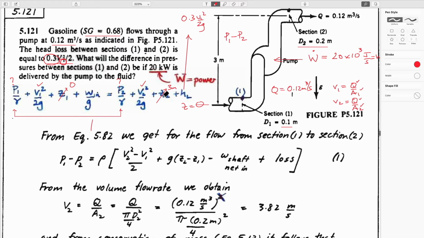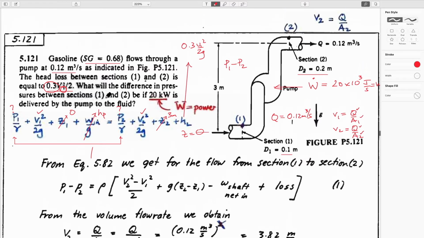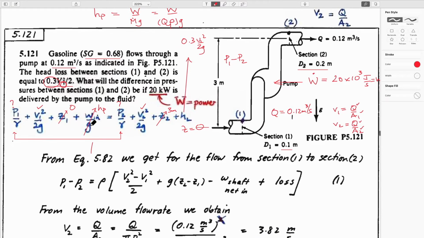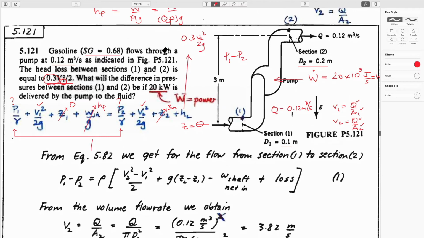And so we've pretty much defined every term. I would probably write this as H sub P, just because that's easier for me. And I always know that H sub P is equal to uppercase W over mass flow rate times g, which is equal to uppercase W over flow rate times density. This is mass rate times g. Just think of it in those terms. So I would use that equation for this term.